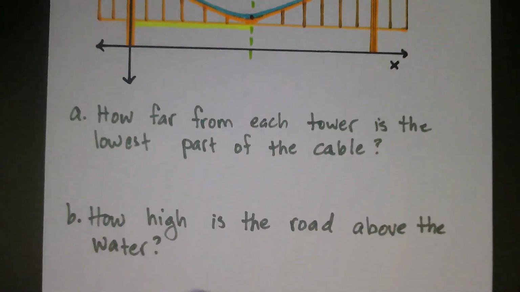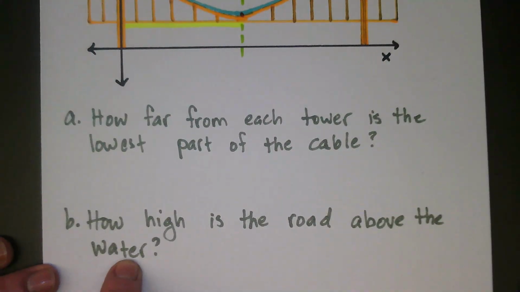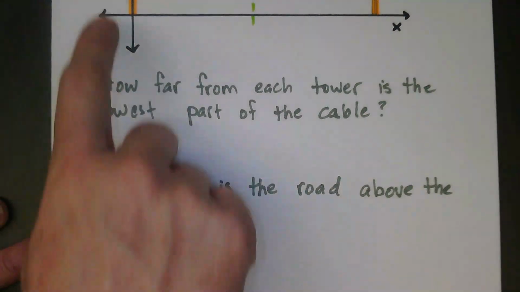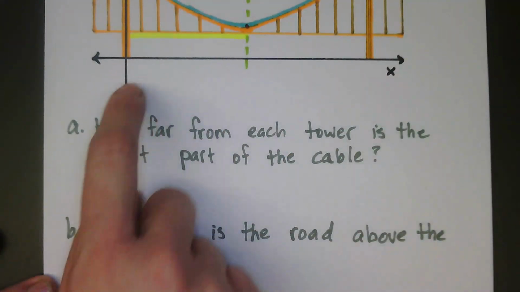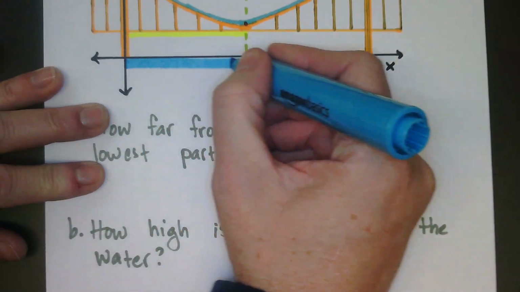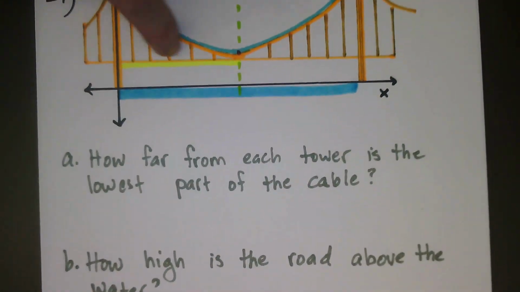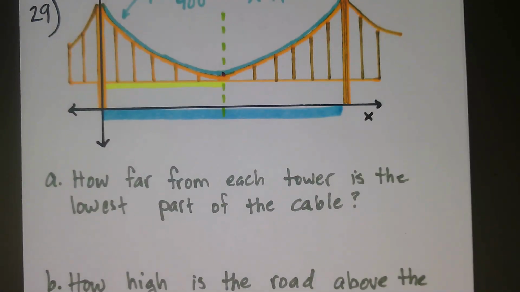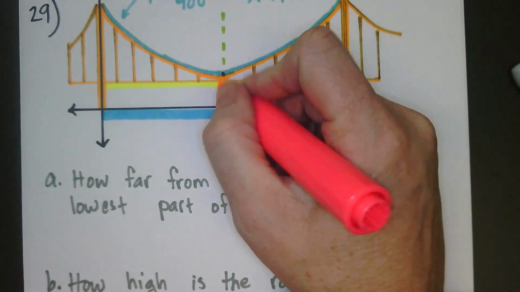And then they also want to know how high the road is above the water. Oh, yeah, this is the road. This is water down here. Here, I'll make it blue. This is water. Bridges over water. So the road is where they're driving. How high is the road above the water? So that is going to be looking for this height right here.